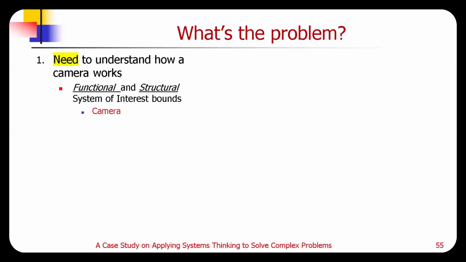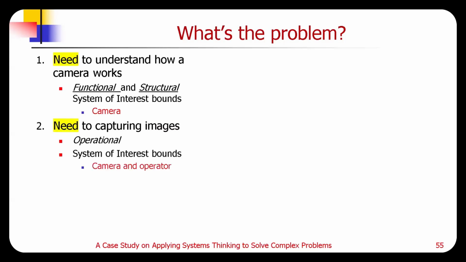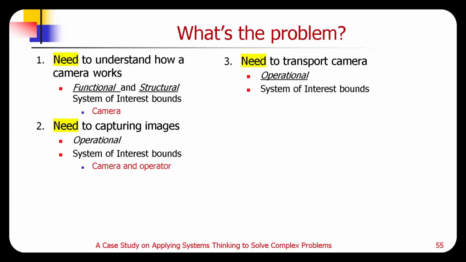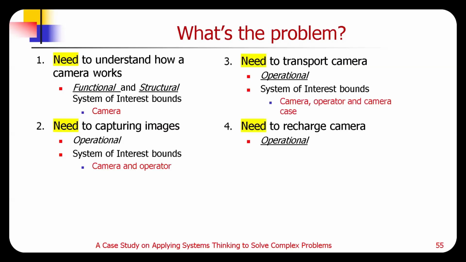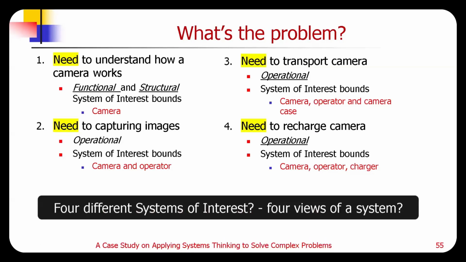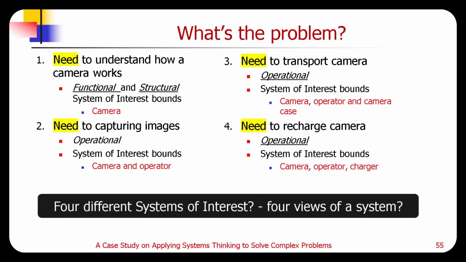So when I'm thinking about the problem, I need to understand how a camera works, I use, again, the functional and structural system of interest, but all I think about is the camera. If the need is to capture image, then my system of interest is the camera and the operator. If the need is to transport a camera, my system of interest is the camera, operator, and camera case, and so on. The need to charge the camera, camera, operator, and charger. By using this technique, I can reduce the complexity because remember the don't care. Depending on my problem, I bound my system of interest, and all the other elements in that system are don't cares at that particular time. 4 different systems of interest, 4 views of a system.